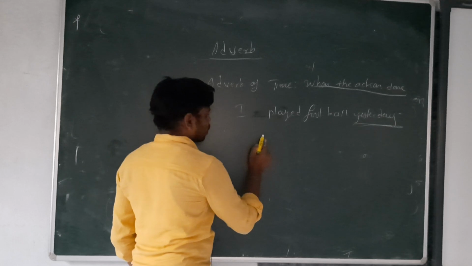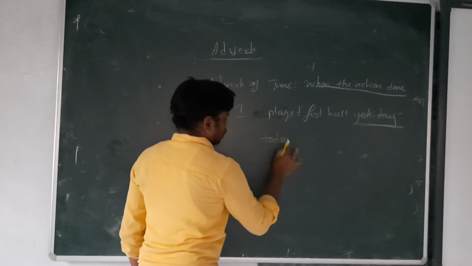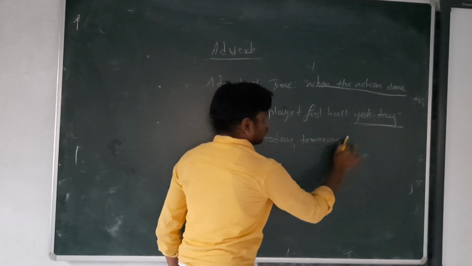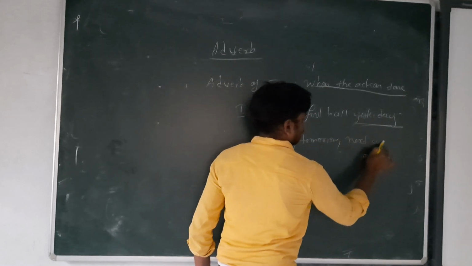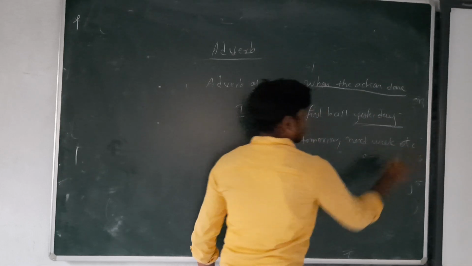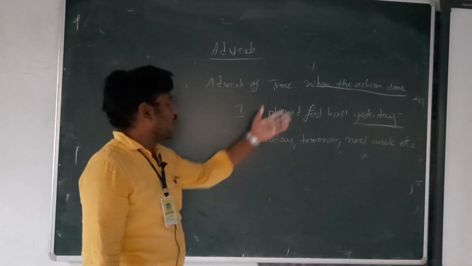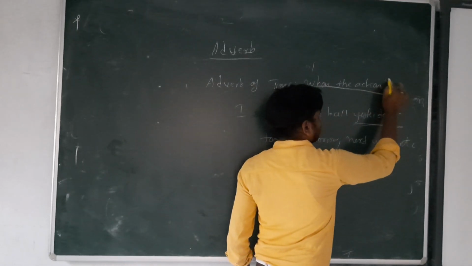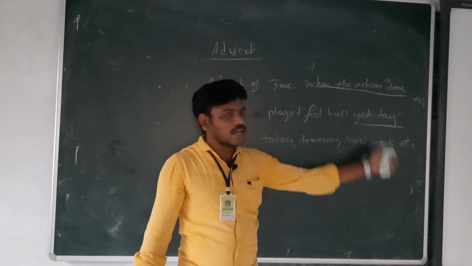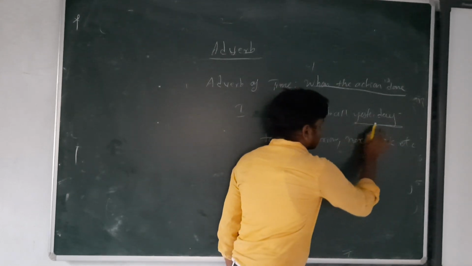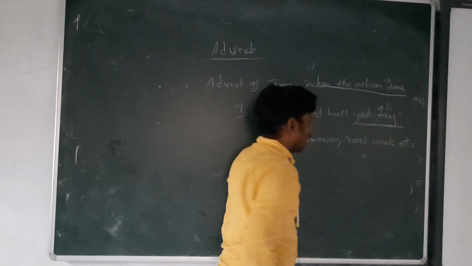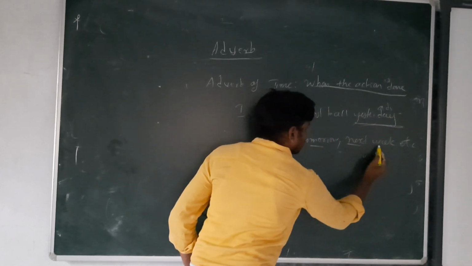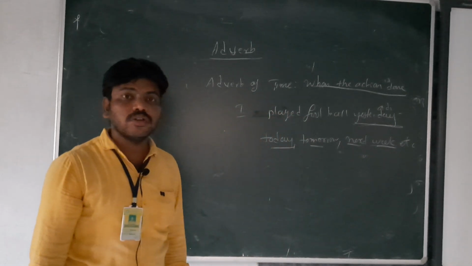And yesterday, today, tomorrow, next week, etc. These are called adverbs of time. Adverb of time shows when the action is done. I played football yesterday. In this sentence, yesterday is an adverb. And last week, today, tomorrow, next week are called adverbs of time.